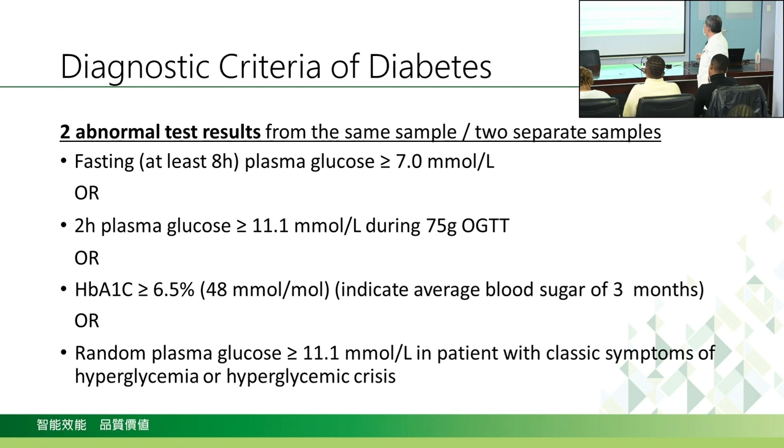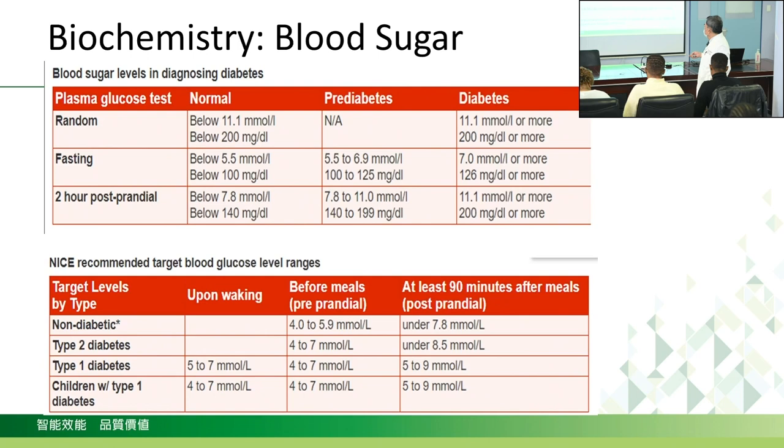The 75 gram OGTT, oral glucose tolerance test, is the same: 2-hour plasma glucose 11.1 millimol per liter. It means 200 milligrams per deciliter in Taiwan. So you must know. Normally, by random, below 11.1 millimol per liter, below 200. Diabetic is 11.1 or more, 200 milligrams or more.